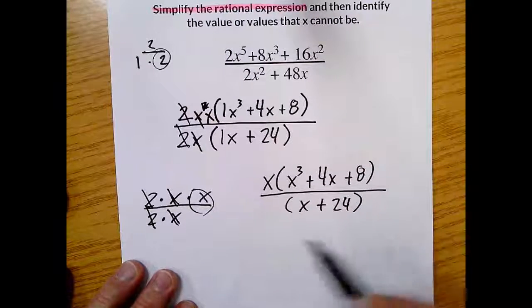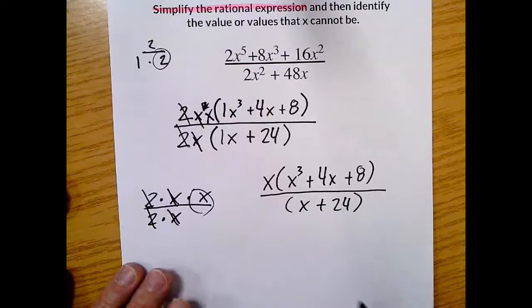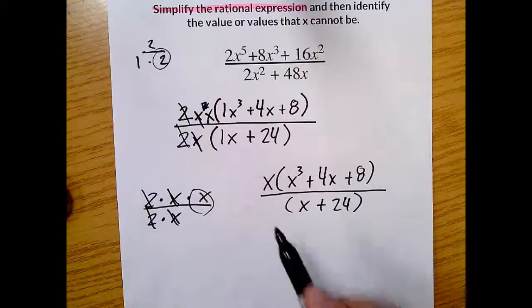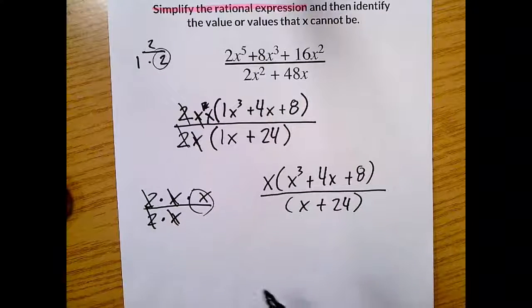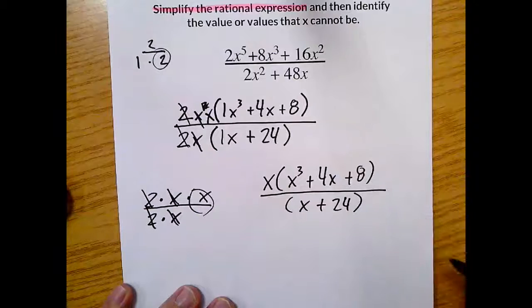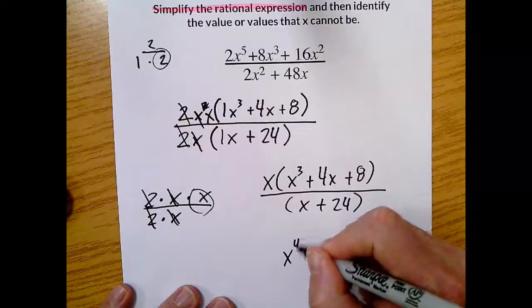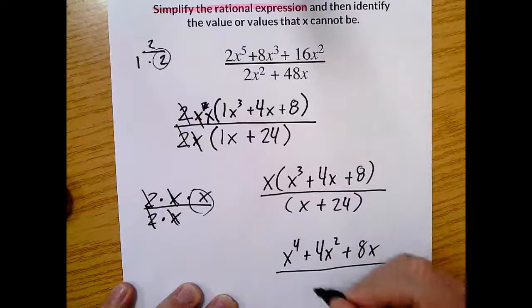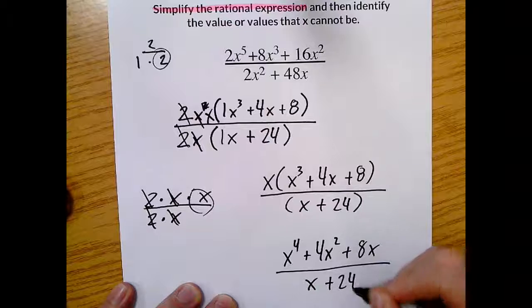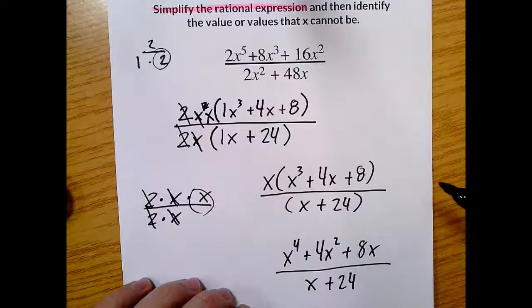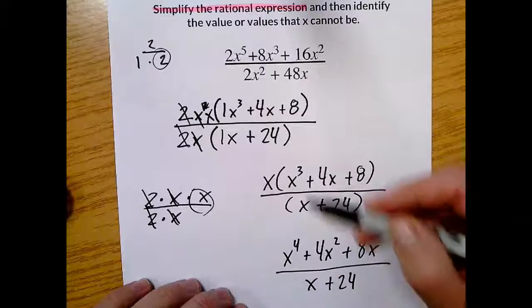So right here, actually, you could probably stop depending on what's being asked of you. You may be asked to redistribute whatever's left over, and if you are, you could take a second and rewrite this. You multiply x by every term up here. So you would get x to the fourth plus 4x squared plus 8x, over x plus 24. And either one of these is a valid simplified expression. It really just depends what you're being asked, okay? So both of these would be accepted.